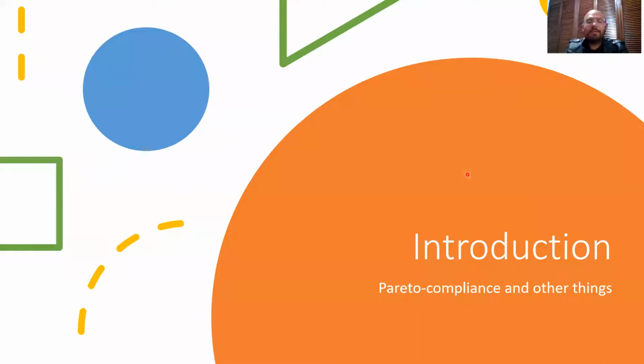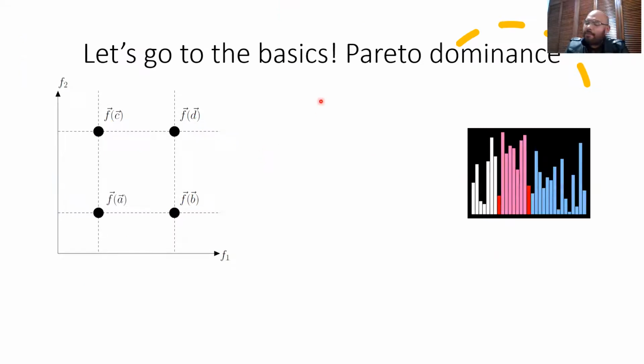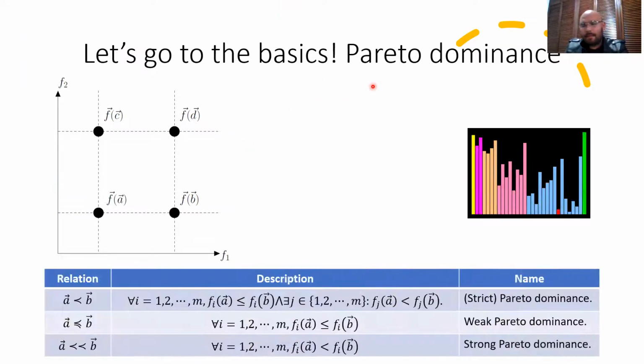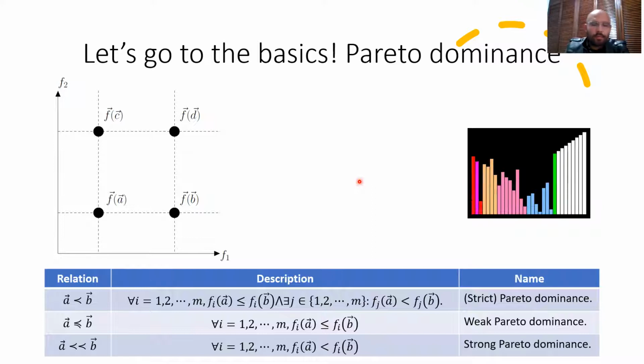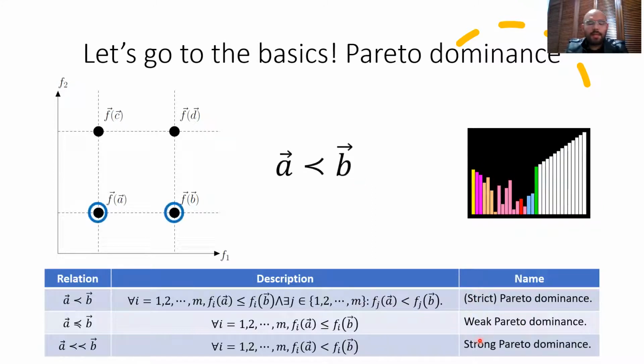So let's go for the introduction, the Pareto compliance, and some other things. We have to go to the basics. In this case, the Pareto dominance. Pareto dominance is a very well-known binary order relation that we commonly use in multi-objective optimization. We have the strict Pareto dominance, weak Pareto dominance, and the strong Pareto dominance.